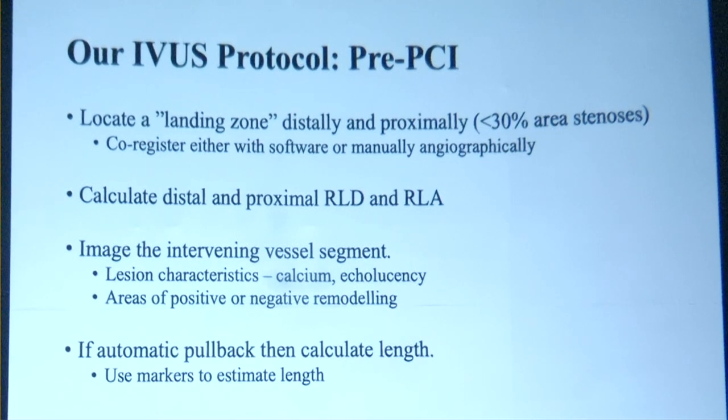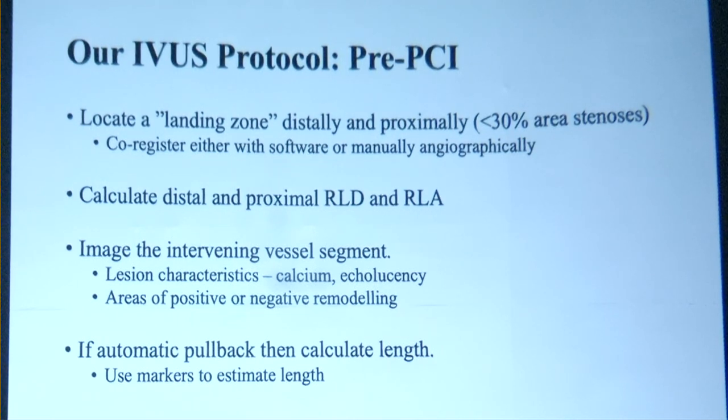So let's summarize, or at least switch to what we do in our lab. We systematized our IVUS protocol a few years ago, trying to eliminate as much noise as we could, both to increase efficiency and also to improve speed. Locate the distal landing zone and proximal landing zone, as we defined it, by less than 50%. We take less than 30% area stenosis. If you have co-registration, use it because it makes life much easier. If you don't, then we fluorosave our IVUS catheter in those locations angiographically so that we can see where we are landing, by injecting a little bit of dye and saving the fluoro loops.